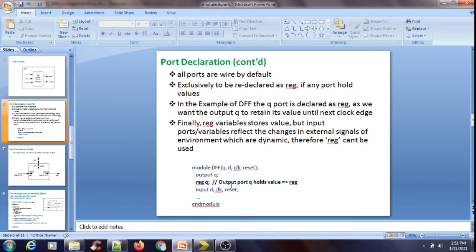Whenever you are defining any module using the behavioral abstraction, the module output ports should be declared exclusively with the help of the reg keyword. Reg should definitely be used.